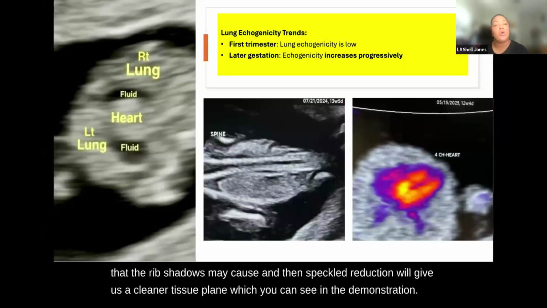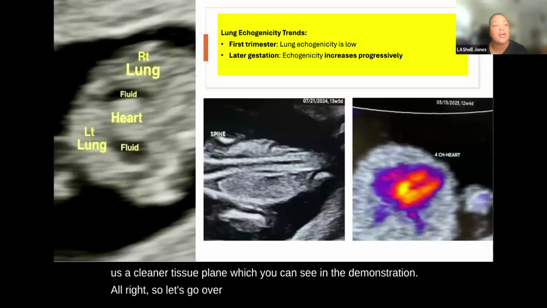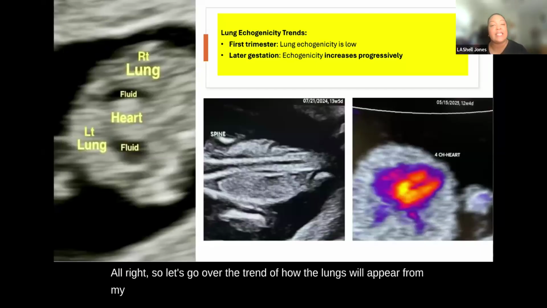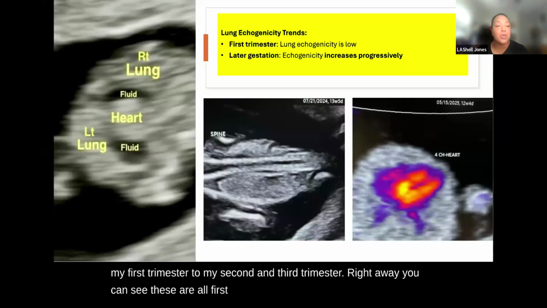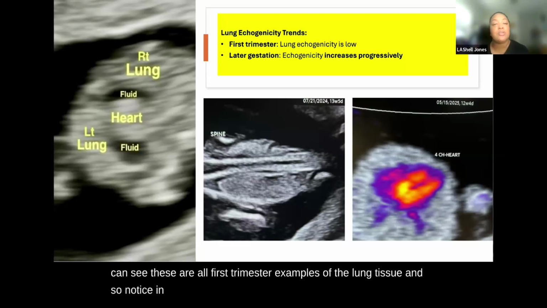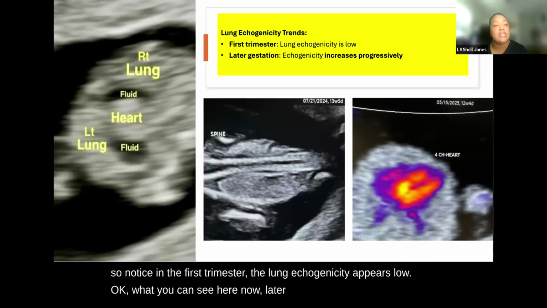All right, so let's go over the trend of how the lungs will appear from our first trimester to our second and third trimester. Right away, you can see these are all first trimester examples of the lung tissue. And so notice in the first trimester, the lung echogenicity appears low, okay, which you can see here. Now, in later gestations, the echogenicity will increase progressively.